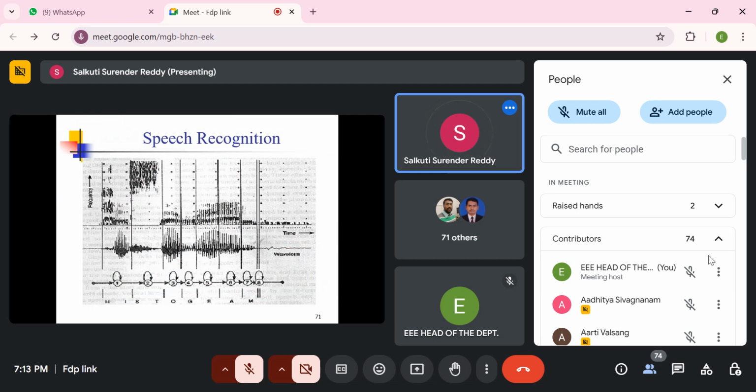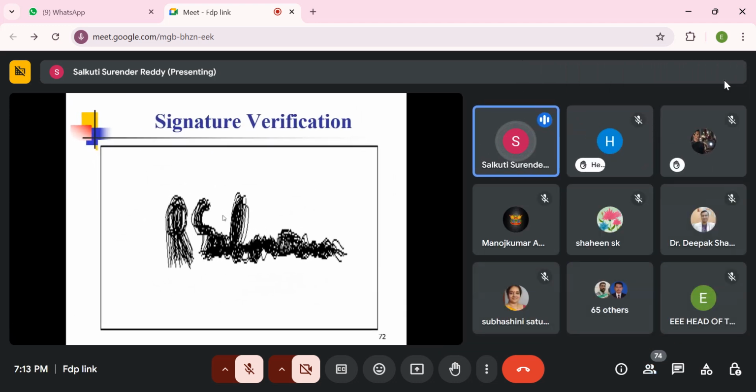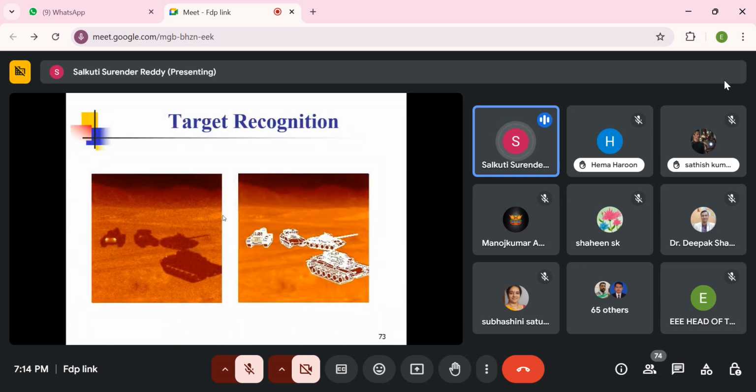So in recent years, we use this application, and also we can use it for signature verification. So machine learning has a lot of applications in signature verification, and also target recognition. So you have a missile, so you can find the target. The exact target can be determined by using these machine learning techniques.